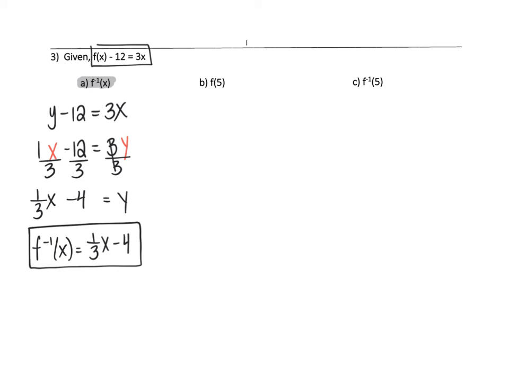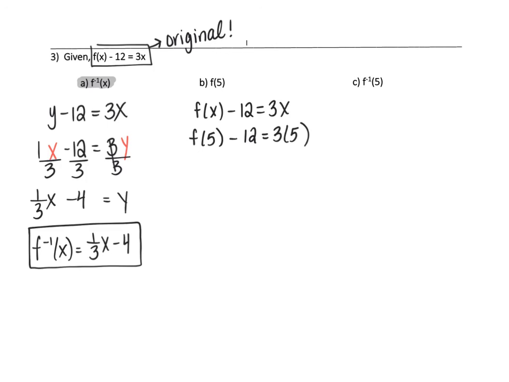Okay, awesome. So part B says find f of 5. So f of 5 is my original function. f negative 1 is my inverse. So this guy up here is my original. So what that means is everywhere I see an x, I'm going to put a 5. So I'm just going to rewrite the original. So f of 5 minus 12 equals 3 times 5. Everywhere I saw an x, I put a 5.